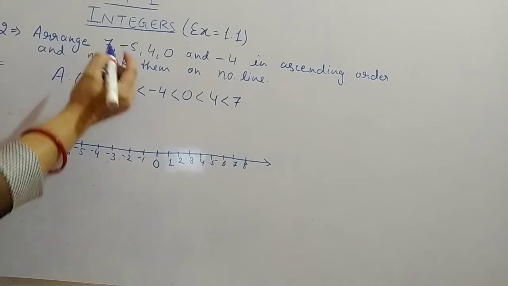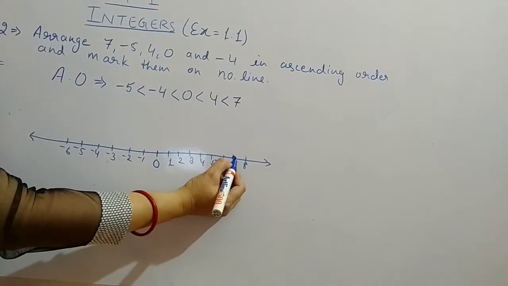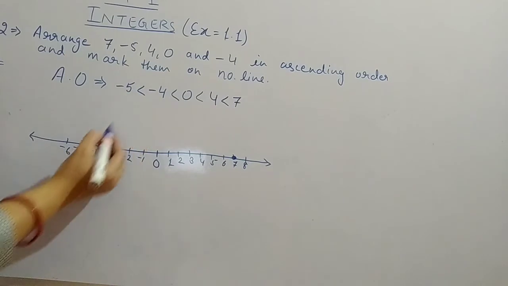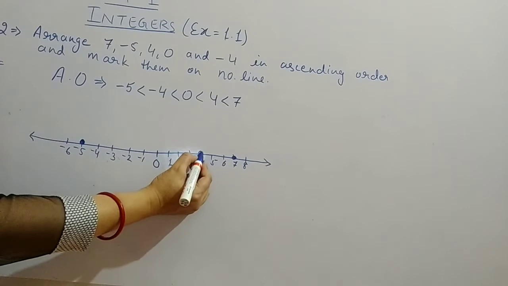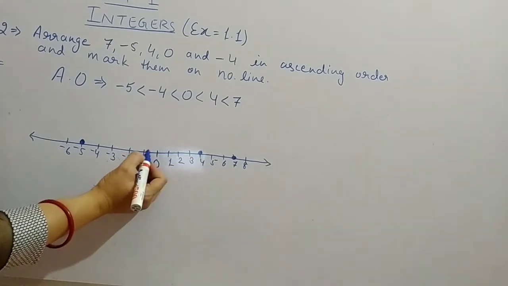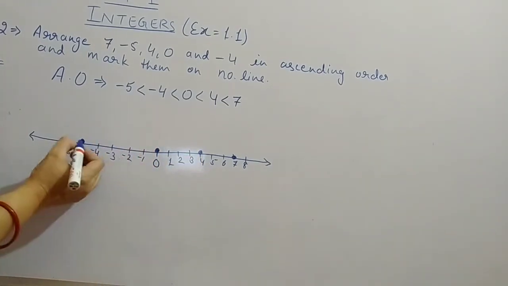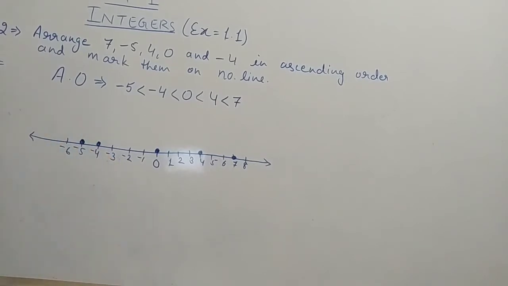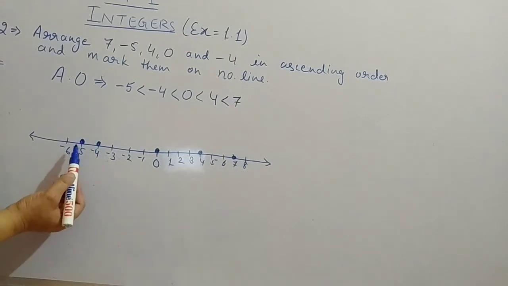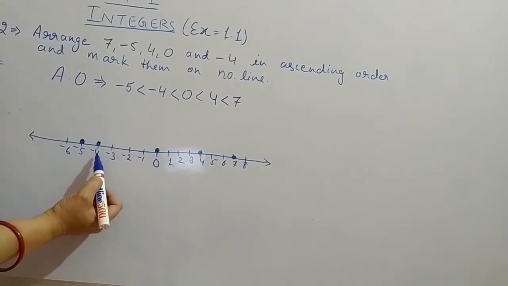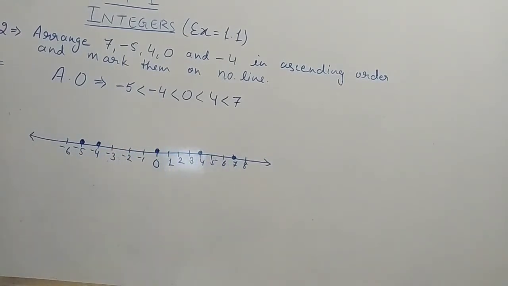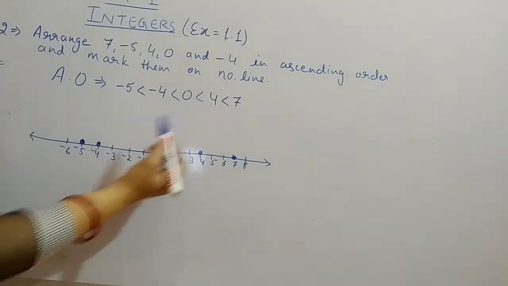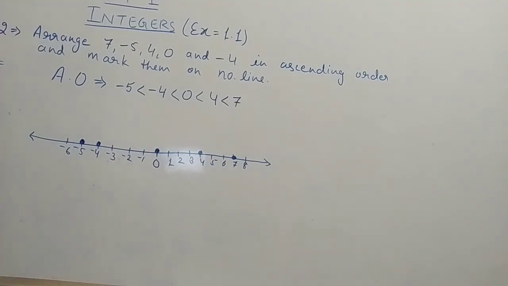Now you have to mark all these integers. First 7. 7 is here. After 7, minus 5. Then next 4. Then 0 and minus 4. After marking, now you check whether your answer is correct or not. Start from the left side. First we have minus 5, yes. Then minus 4, then 0, 4 and 7. So check in this order. If your ascending order is similar to this, it means you have done correctly.